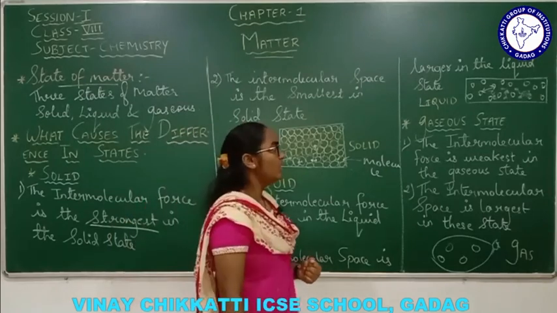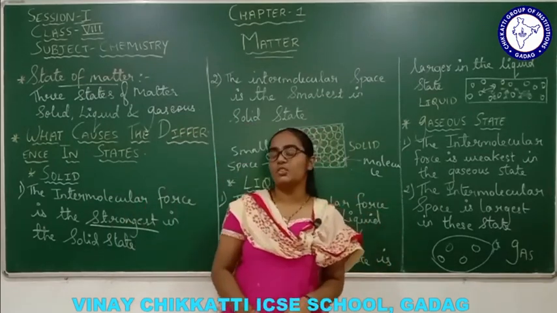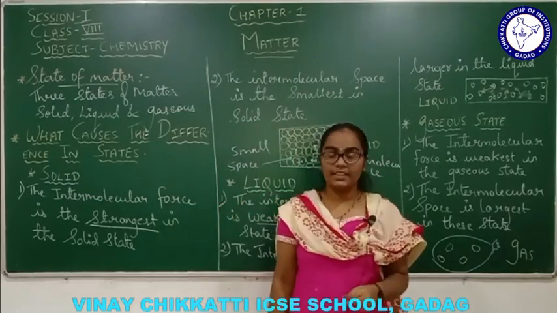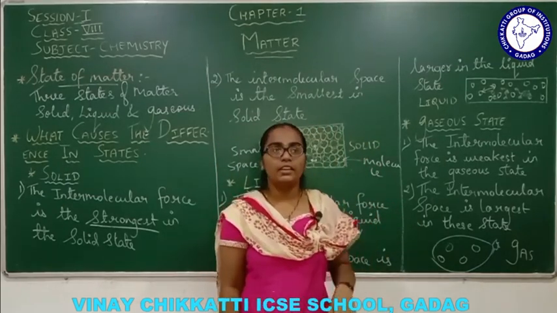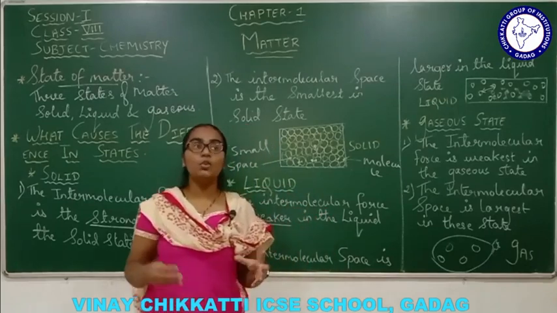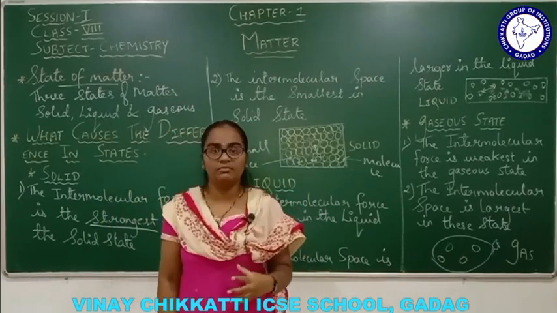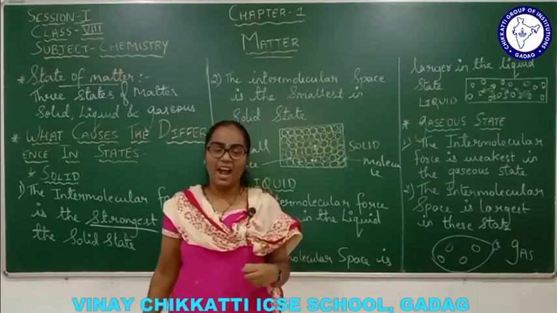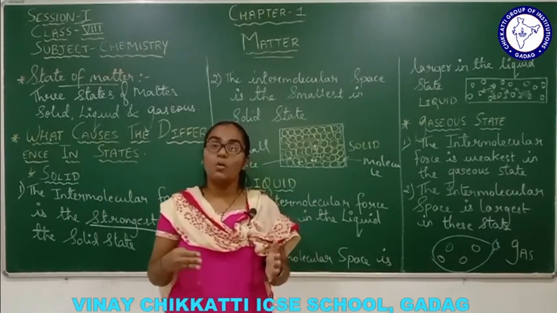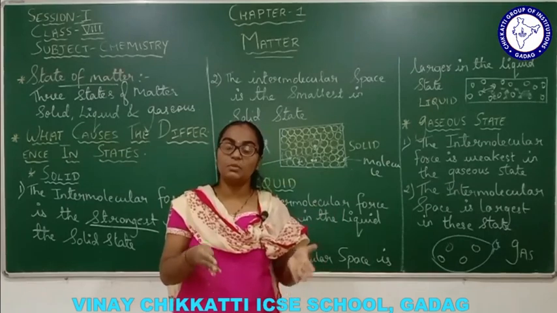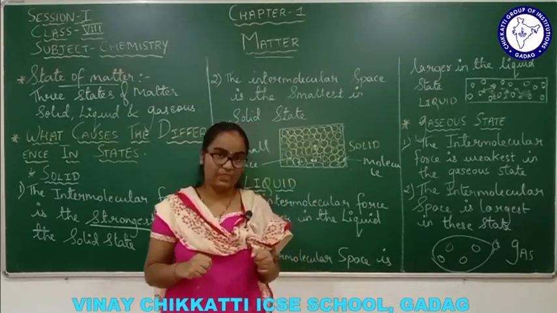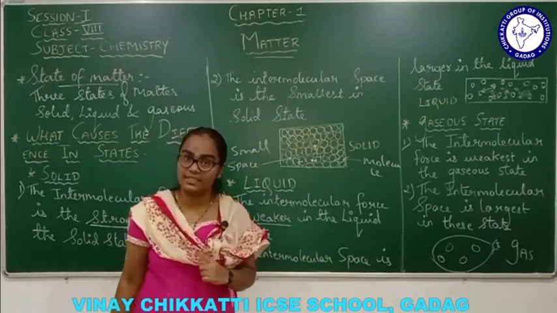Then we'll talk about the third state of matter. The third state of matter is the gaseous state, the air. For example, when you blow air inside a balloon, how will the gaseous molecules behave over there, how will they be away from each other? What about the intermolecular force of attraction between the gaseous molecules in the air when you blow inside the balloon? So let's talk about the gaseous state.